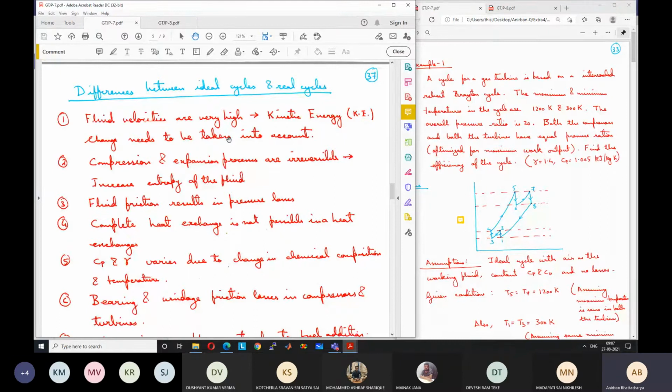So what are the differences between ideal cycles and real cycles? First, let me just quickly outline them, then we will go through each of them step by step to see how to take them into consideration.